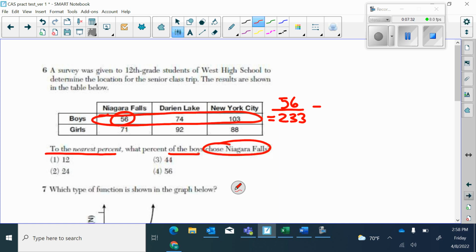56 of that 233, which is approximately 1/4, a little less than 1/4. Okay, because that would be 224. 224 would be 1/4 exactly, so it's a little less than 0.25. So we have 0.24 approximately, and then you change that to a percent. Remember, 2 places to the right for percent, so 24%.